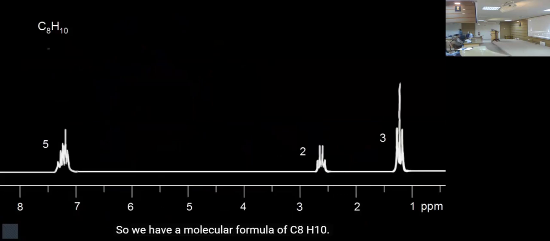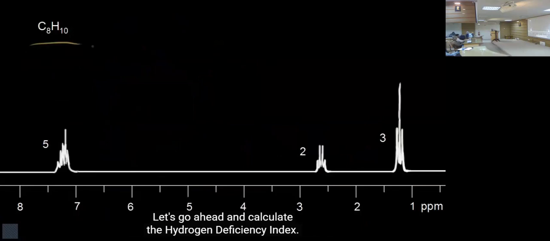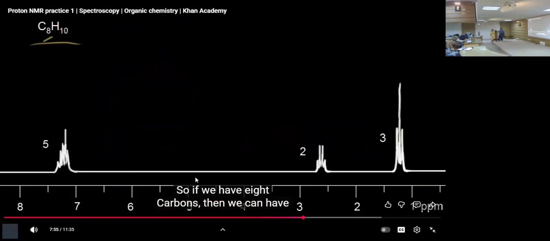So we have a molecular formula of C8H10, and let's go ahead and calculate the hydrogen deficiency index. So if we have 8 carbons... Take the hydrogen deficiency by yourself.